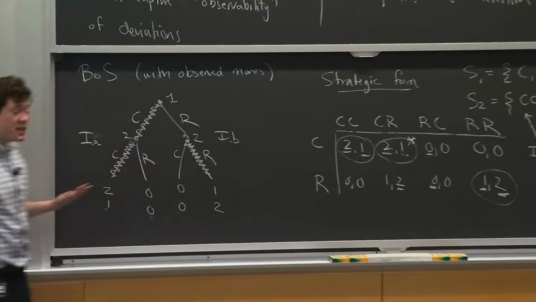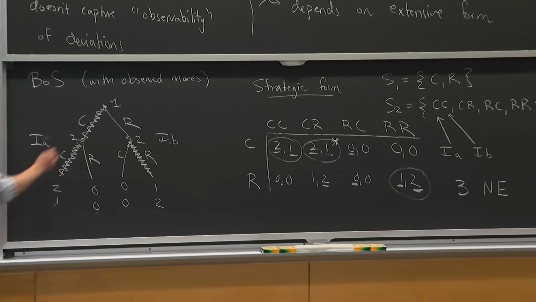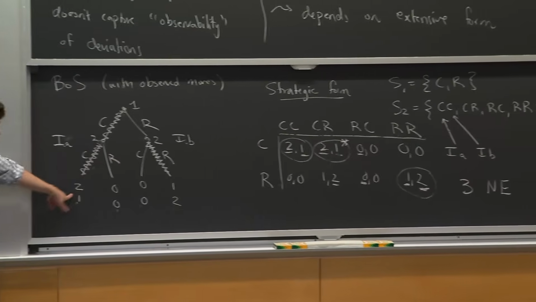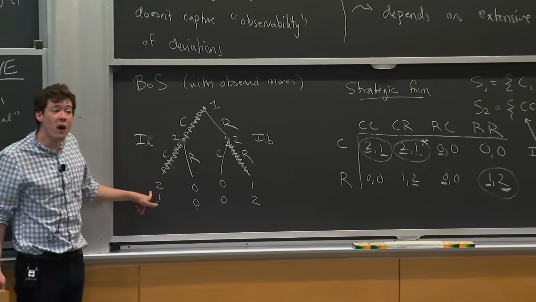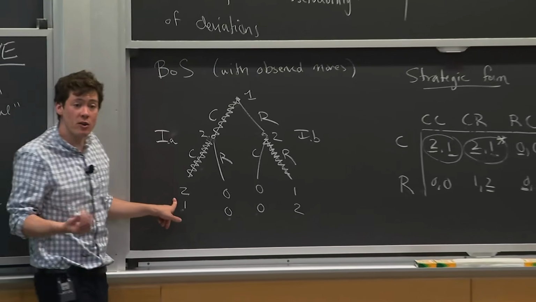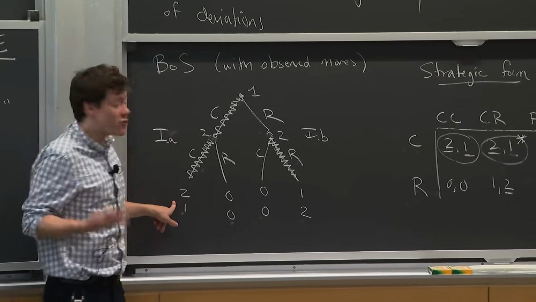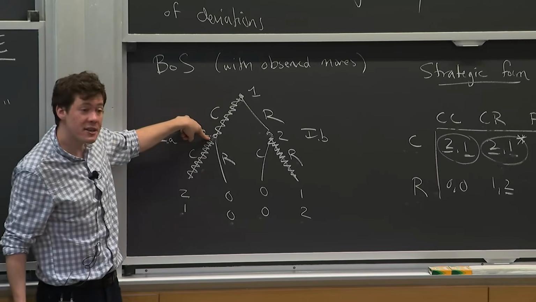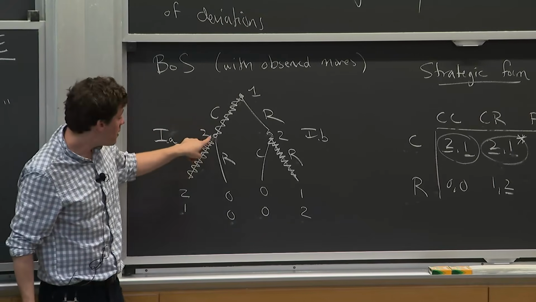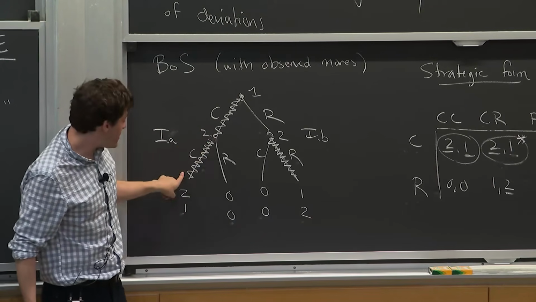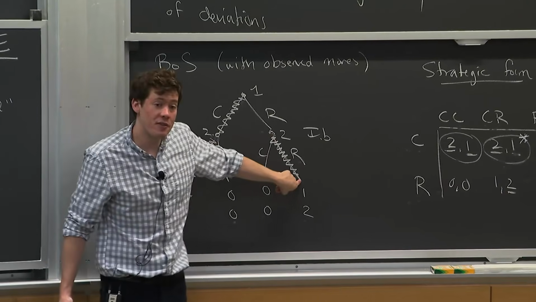When you apply this procedure, it's very tempting to follow the path down and say, 2-1 is the answer. But no, 2-1 is just the payoff. The answer that you're looking for is a strategy profile. The strategy profile is player 1 plays C, and player 2 makes a contingent plan to play C at this information set and R at this information set.